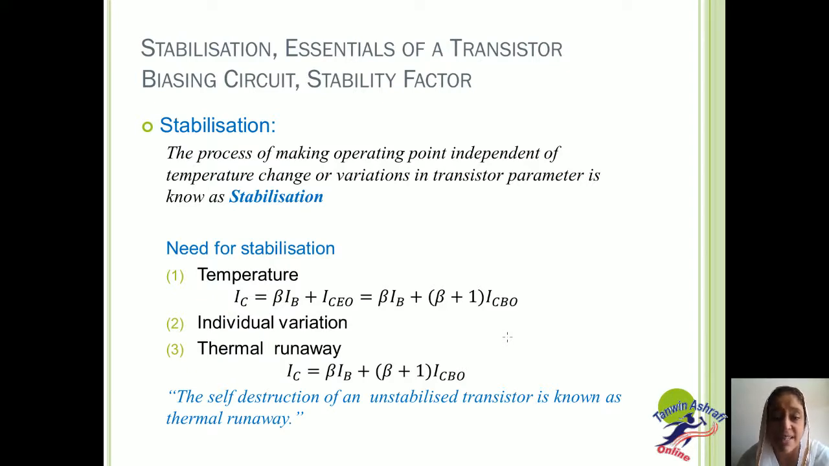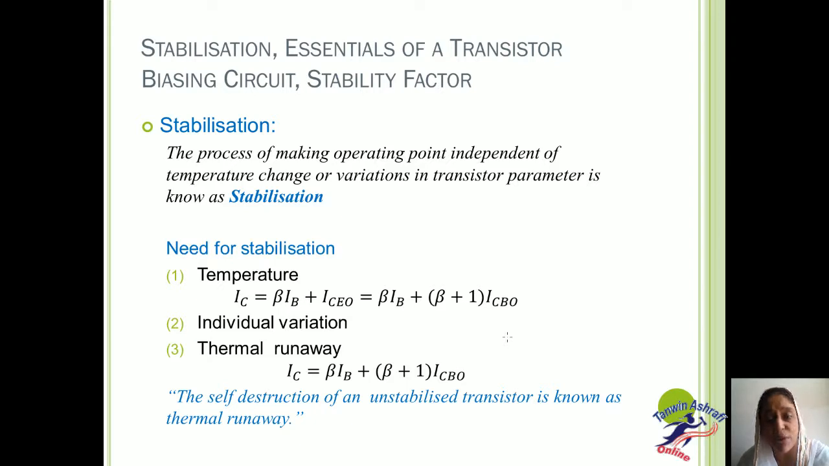Once the stabilization is done, the zero signal current, that is collector current IC, and collector to emitter voltage VCE become independent of the temperature variation or replacement of the transistor. The operating point is fixed now. A good biasing circuit always ensures the stabilization of the operating point. Need of the stabilization.